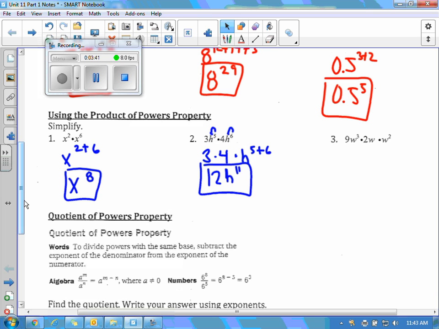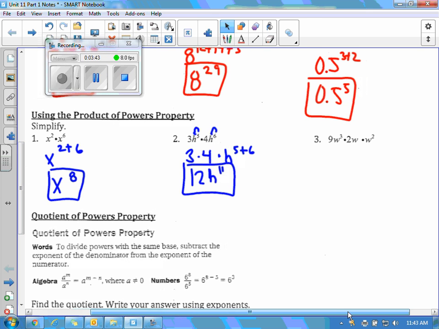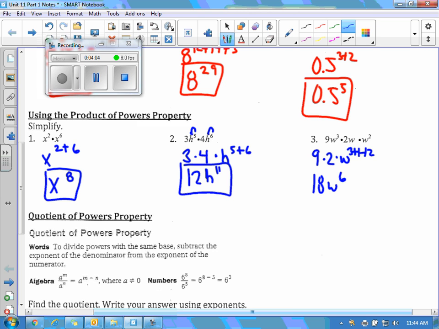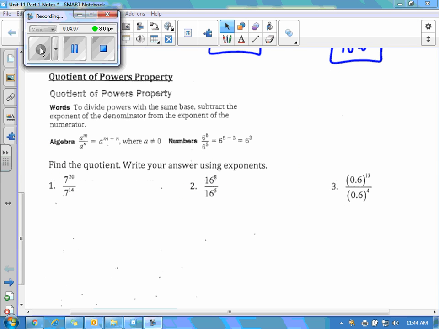For number 3, I have 9w to the 3rd times 2w times w squared. So again, I'm going to start by multiplying the coefficients, which in this case are 9, 2, and 1, but I don't have to write the 1. And I have w, and I can add my exponents. So 3 plus 1 plus 2. So when I multiply, I'll get 18w to the 6th. That's my simplified version. So that was the product of powers property.